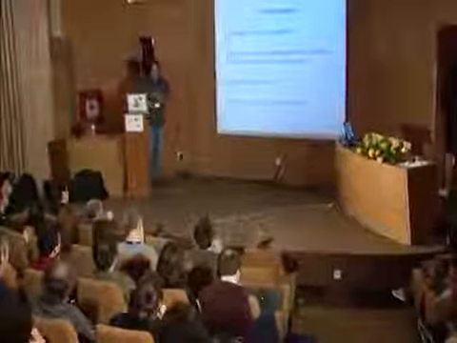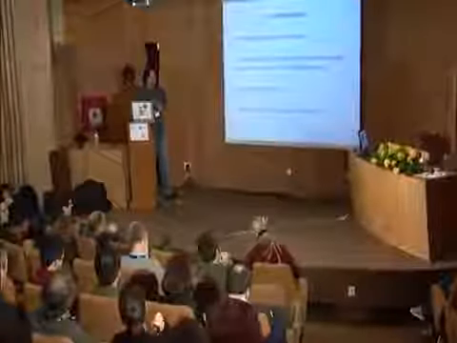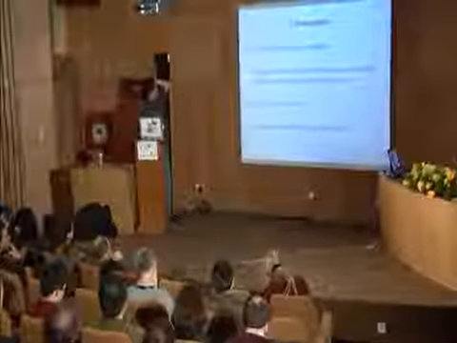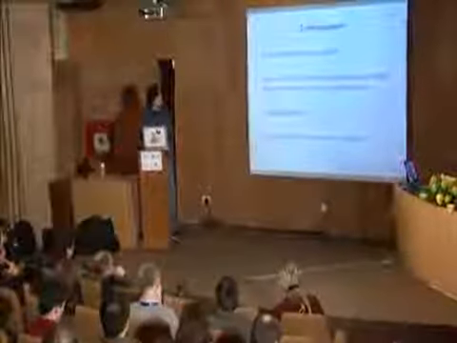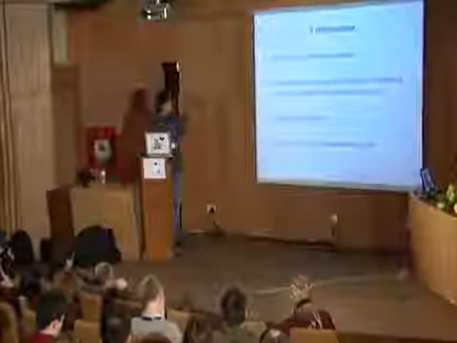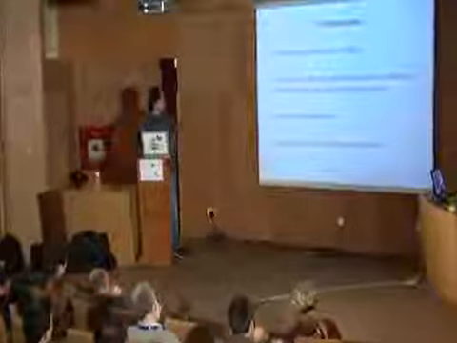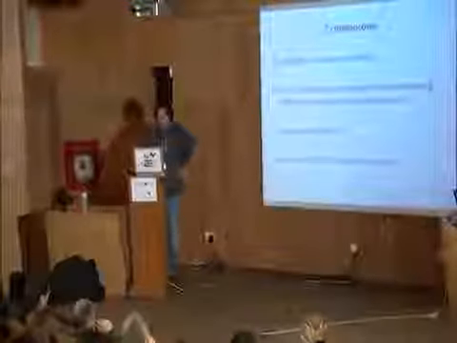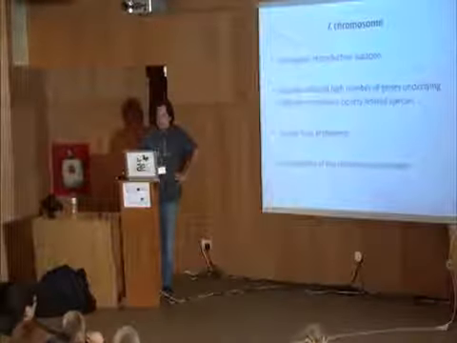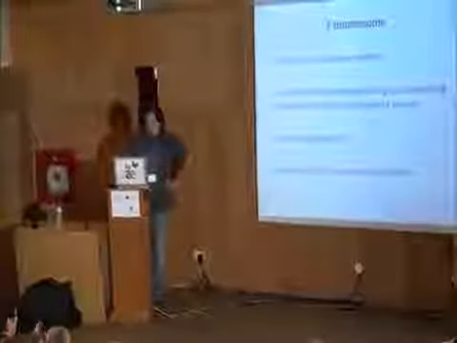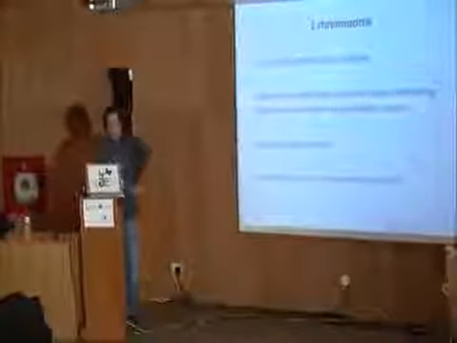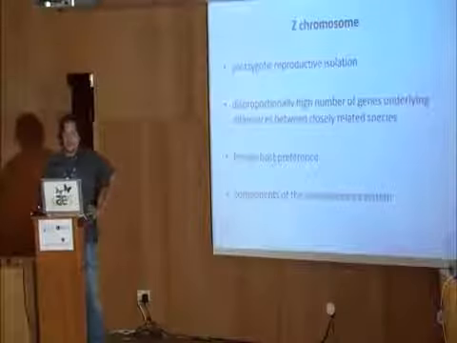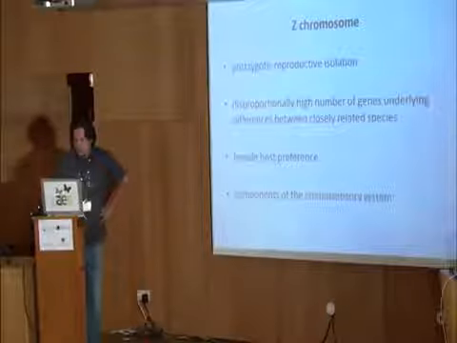If we look at the gene content of these two chromosomes, the Z chromosome is known for its role in postzygotic reproductive isolation. It harbors a disproportionately high number of genes underlying differences between closely related species in Lepidoptera. Also, in some species, female host preference was shown to be Z-linked, and also some components of the chemosensory system are Z-linked in Ostrinia nubilalis, which is a model for chemoreception in Lepidoptera.